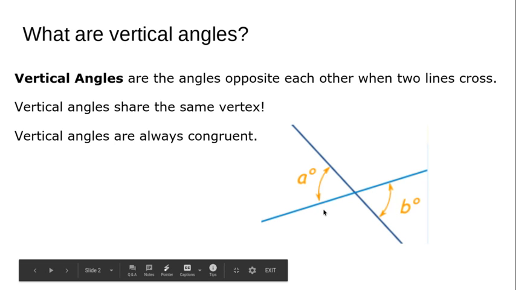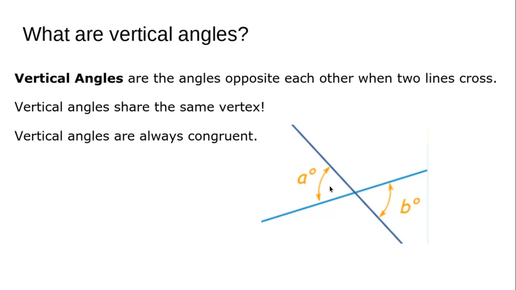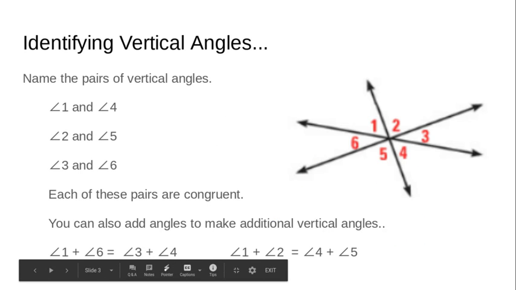So here we have a light blue line and a darker blue line. When those two lines intersect, this angle here on the top left and this one here on the bottom right are going to be vertical angles, and they will be congruent, or have the same measure as one another.